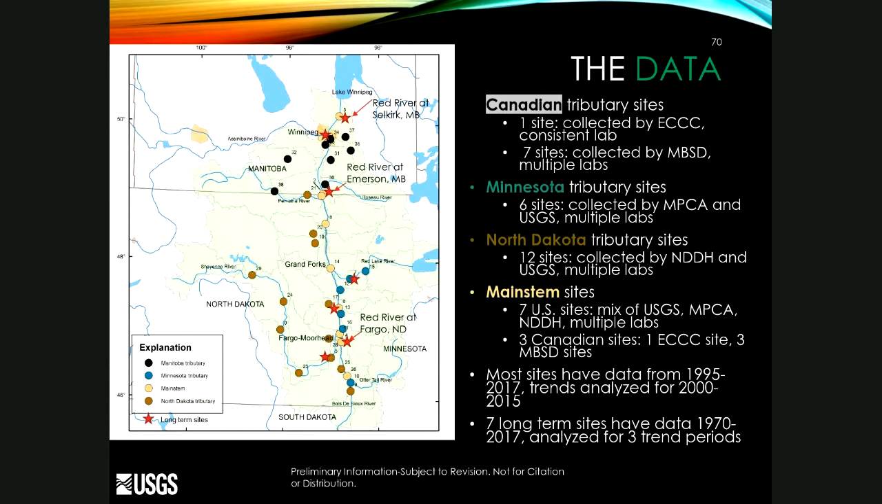For this presentation, I'm just going to be presenting results for most of the sites for trend analysis that we did from 2000 to 2015 for total phosphorus and nitrate plus nitrite. And then for Red River at Emerson and the Red River at Selkirk, I will be showing you the trends from 1970 to 2015. We do have more long-term sites, we do have more parameters we're analyzing, but for this purpose, I will be just focusing on those.